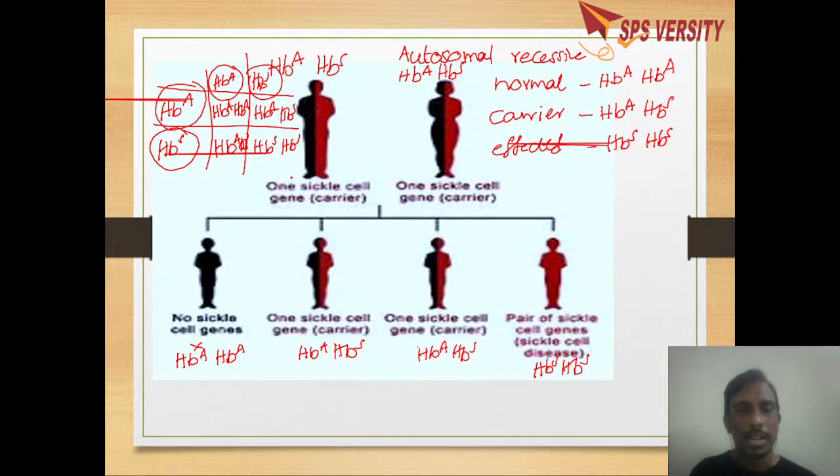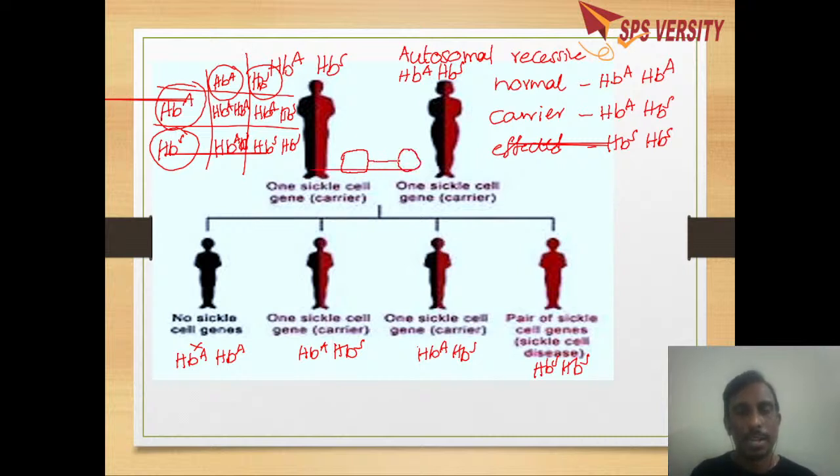Suppose you write the pedigree chart of this, if you take this particular one, you can write the pedigree chart here. This is male. This is female.